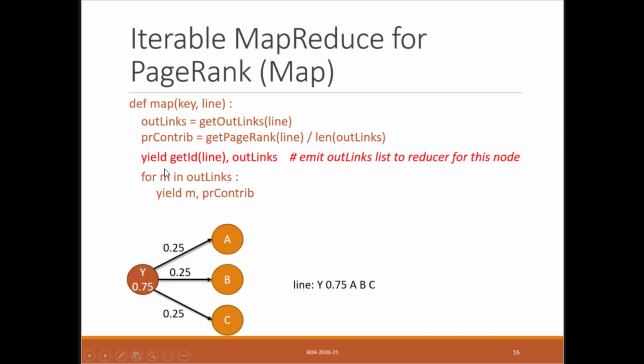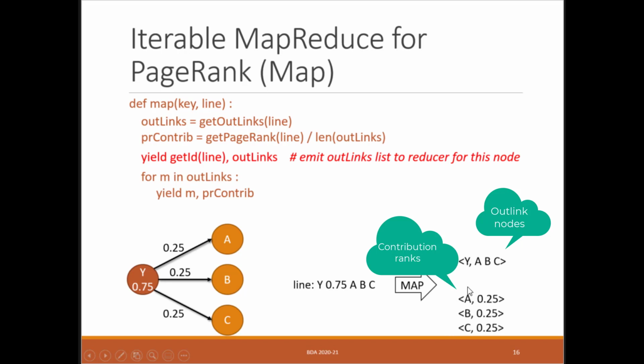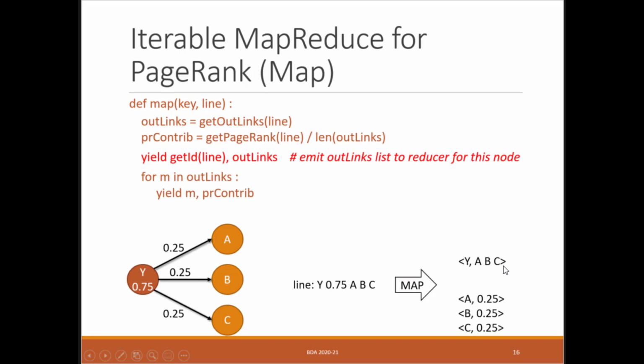Here, we can see the modified map function. First, the ID and outlinks of the node under processing are extracted and emitted. Then, the mapper calculates and emits the contribution ranks. So, as we can see here, the map function, apart from the contribution ranks, emits the outlink nodes of the node Y under processing. This way, the reducers will know the adjacency between nodes.